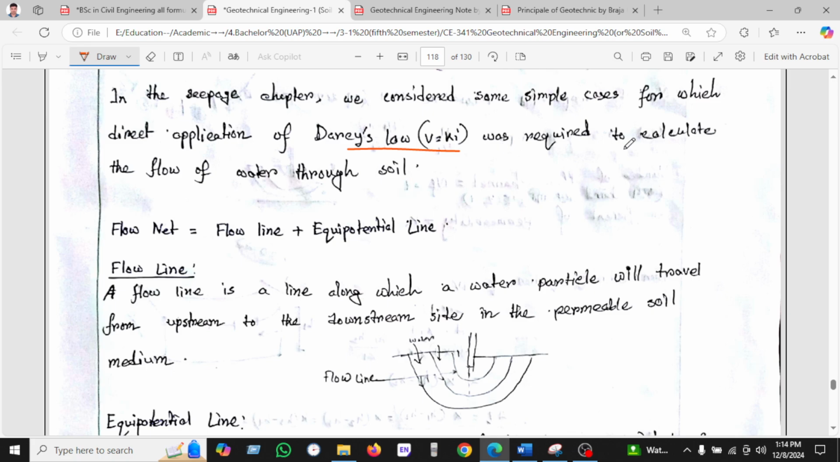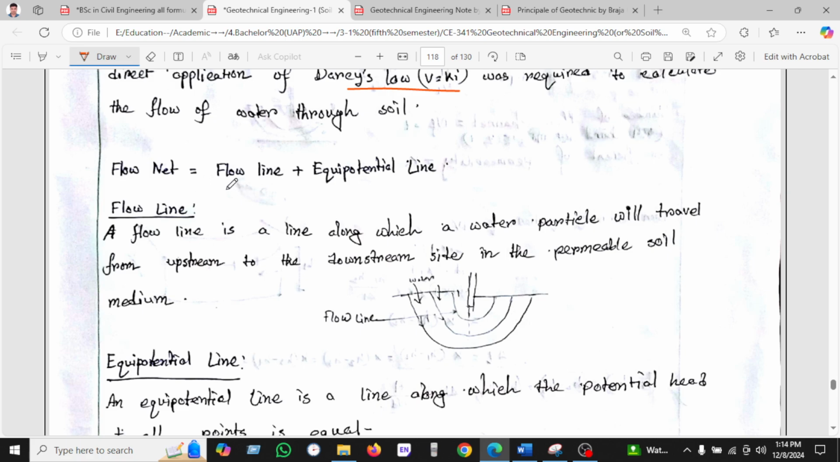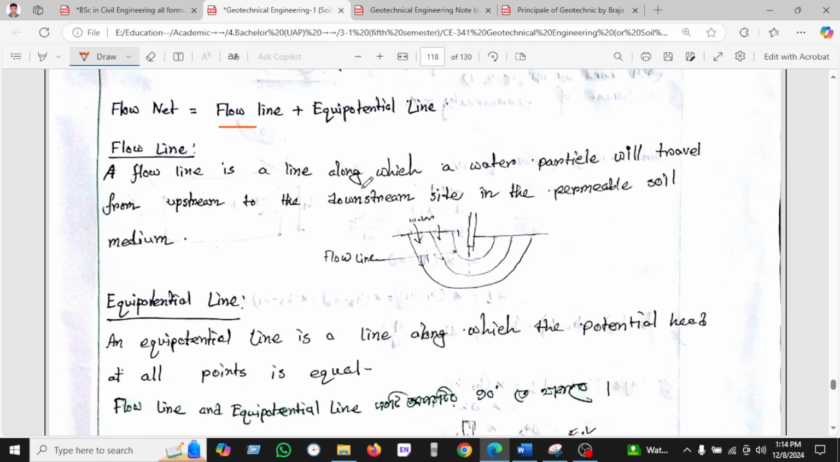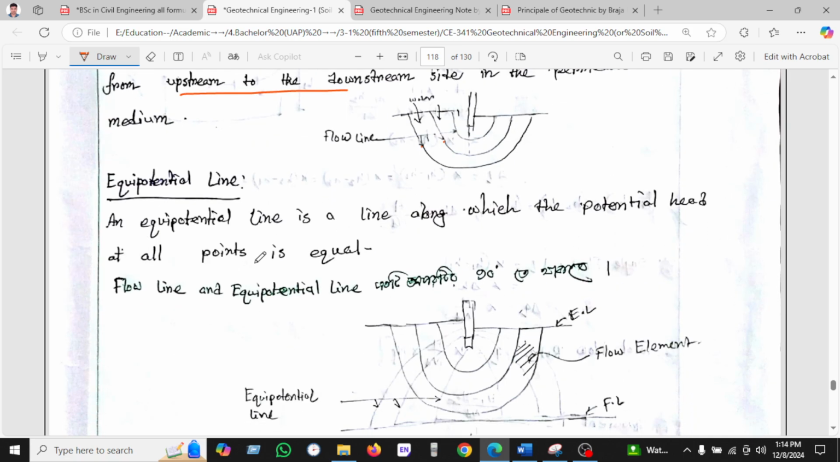So what is required to calculate the flow of water through the soil? We know the flow net is flow lines plus equipotential lines. What is the flow line? The flow line is a line along which water particles travel from upstream to downstream. This is the flow line 1 2 3.